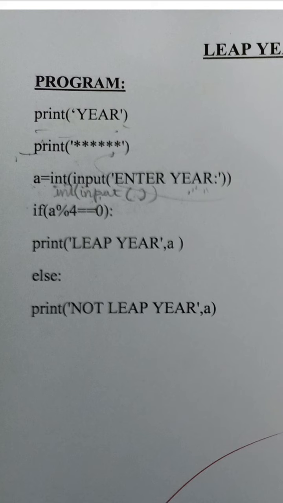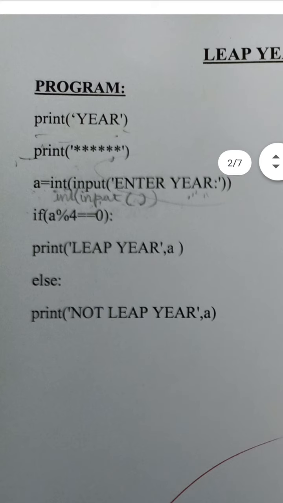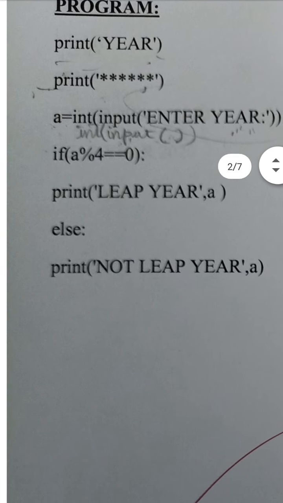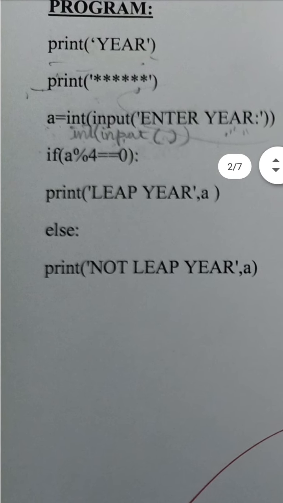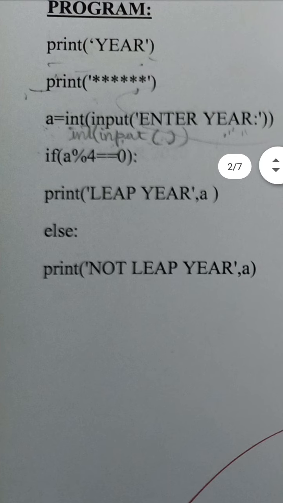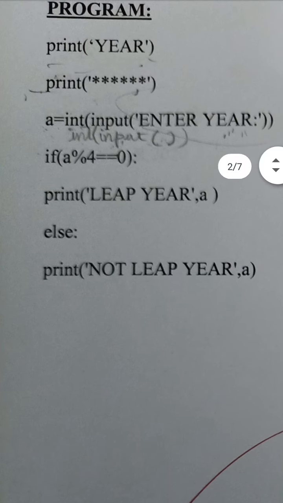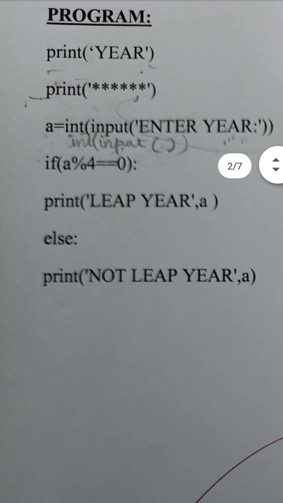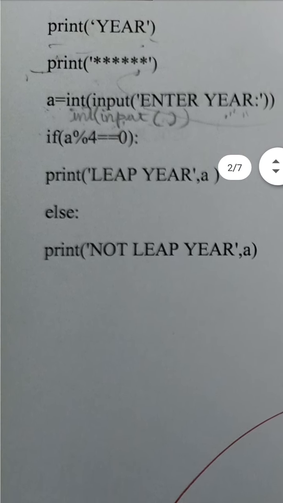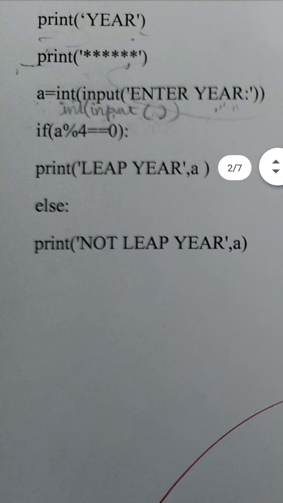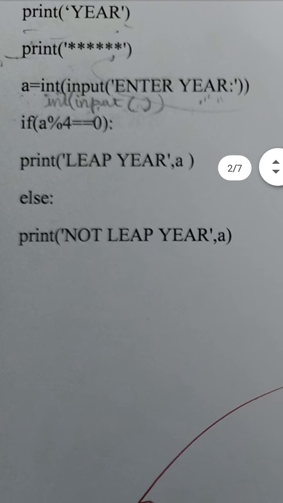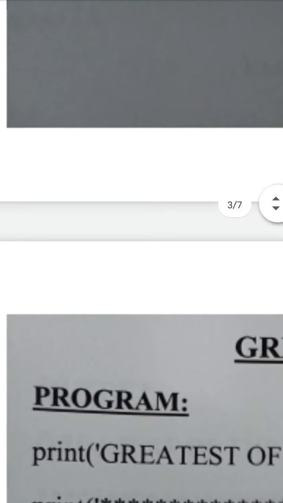So we are asking the user to enter the year. The first 2 lines print the heading, and in the third line we ask the user to enter the input. So int(input('enter year')) means the user will enter the year, which is stored in the variable a, and the variable a is divided by 4. If the remainder is 0, it is a leap year, otherwise it is not a leap year. Are you clear about the second program?